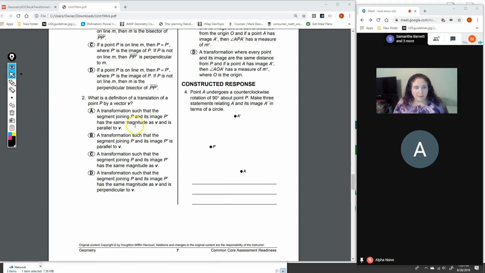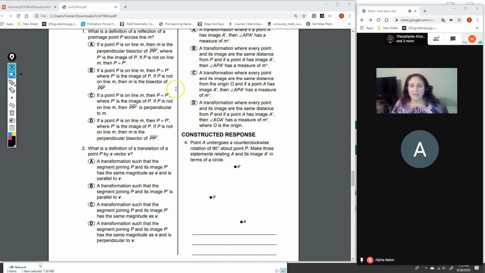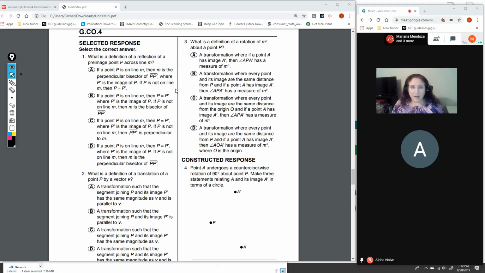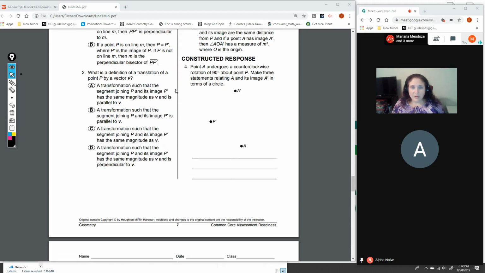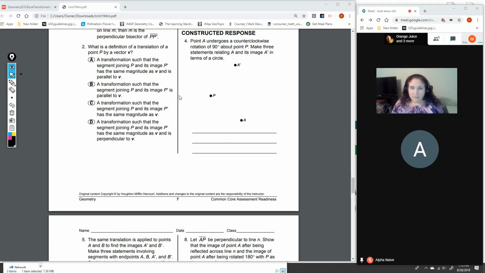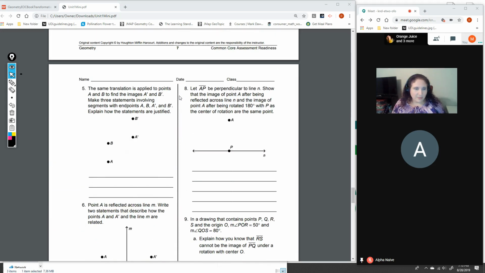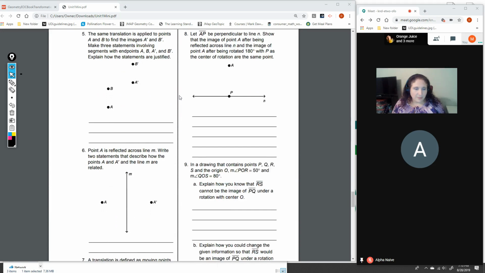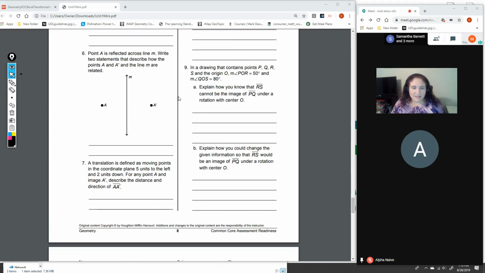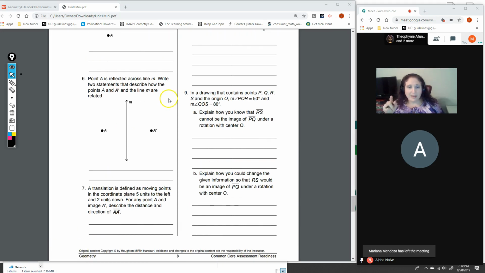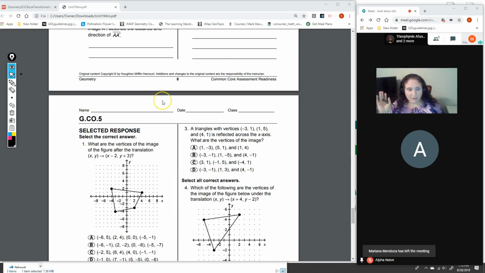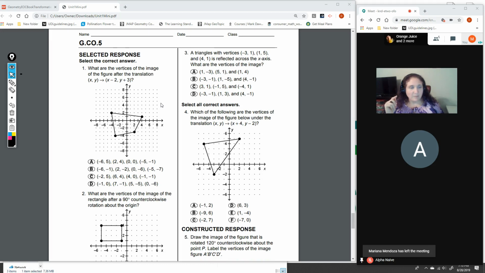Definition of a translation by a vector. A vector is on your test, but again, we're not going to really talk about that in this way. This is way harder than what your test is, or way different. Same thing for number 3, you won't need to know. Number 4, you don't need to know. Yep, this is all good stuff that are extensions, but none of it explicitly is going to be on your test. So let's just skip all over that. We don't need that. Let's go to this one.